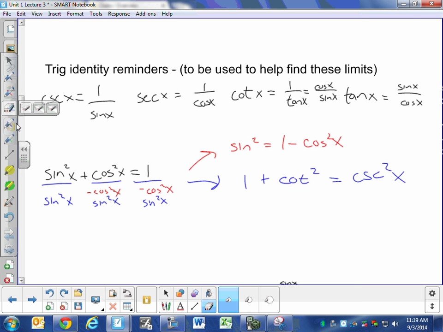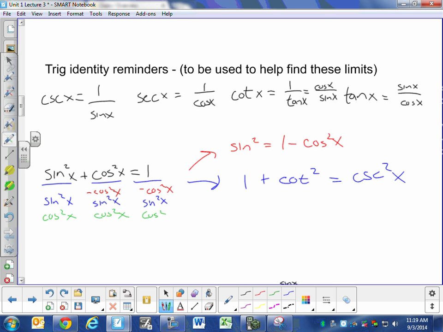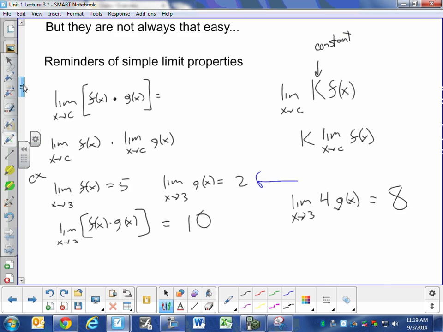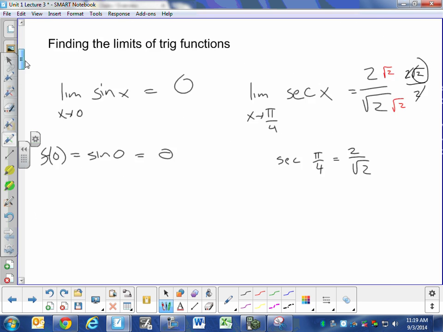And we could do the same thing by dividing everything by cosine squared. And when you do that, you get tangent squared, that's sine squared over cosine squared, plus 1 is equal to secant squared. Who knew it was that easy to generate those? All right. So now that we have all these trig identity reminders, we reminded ourselves of certain limit properties, and we have this guy committed to memory, we're ready to go.